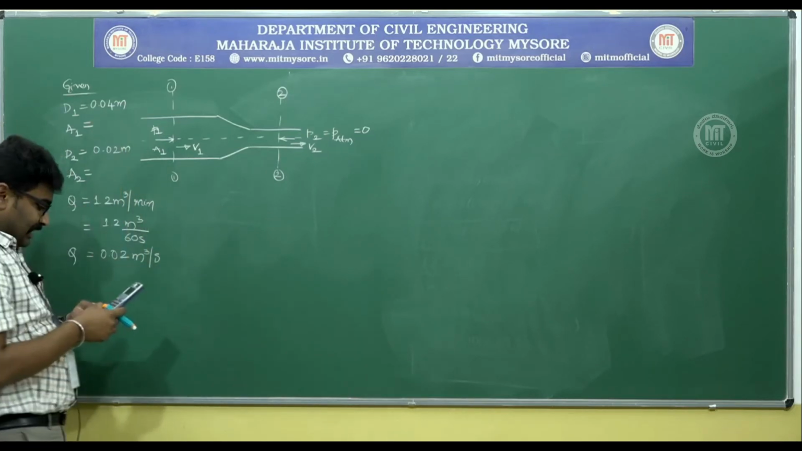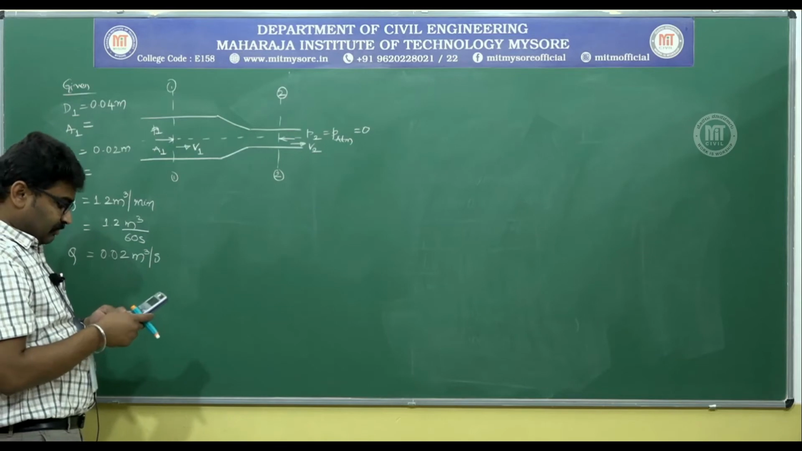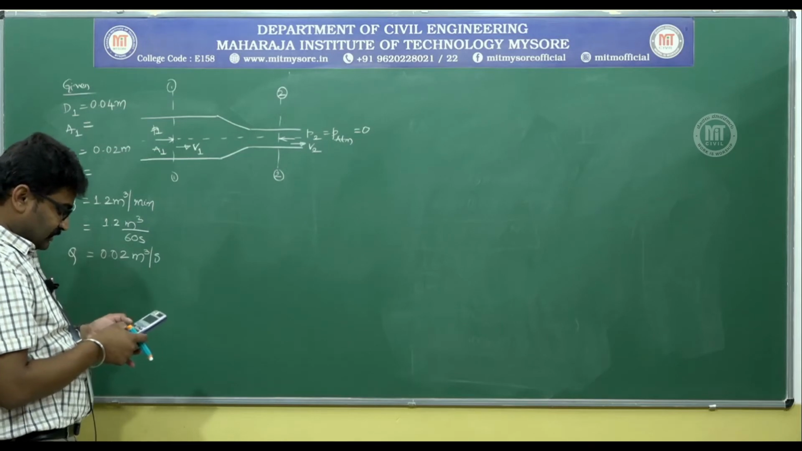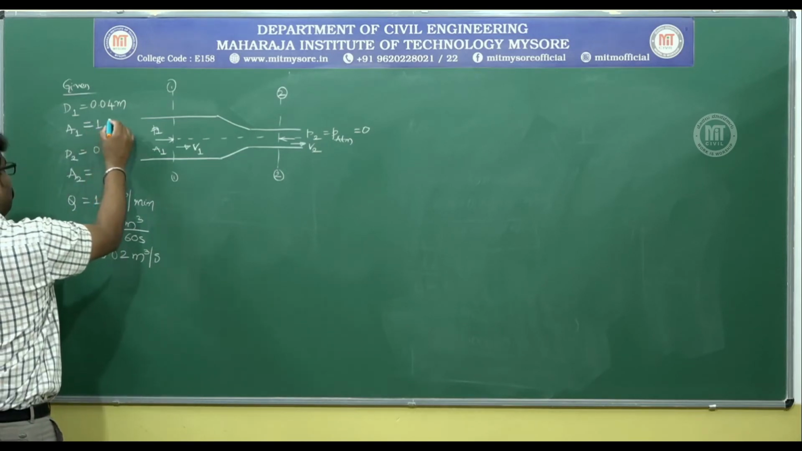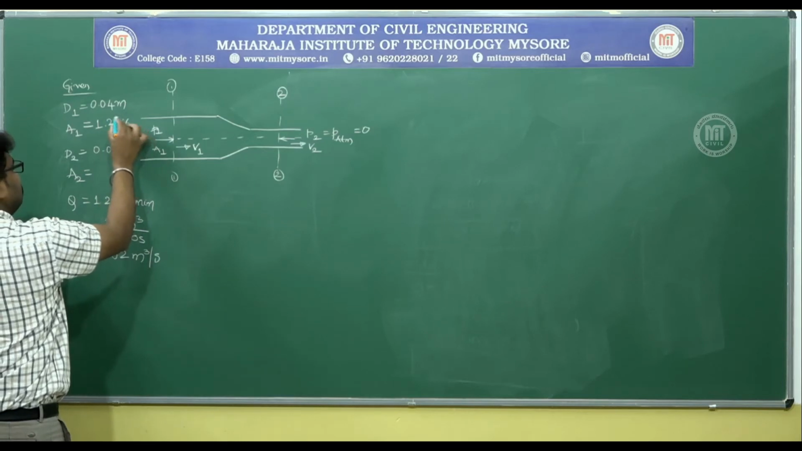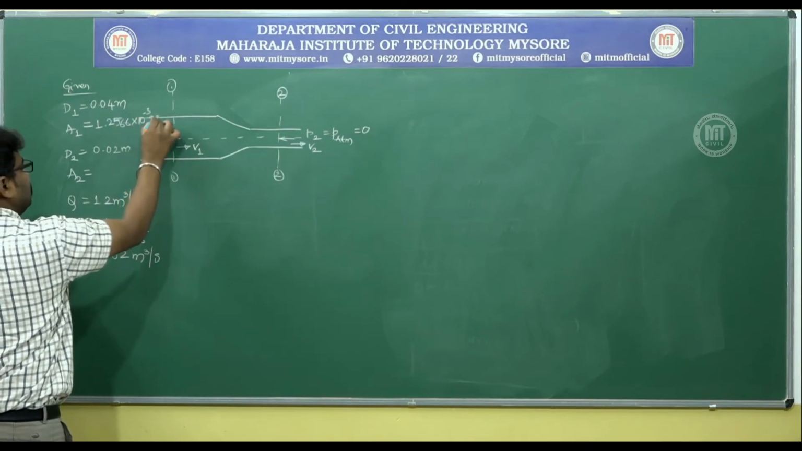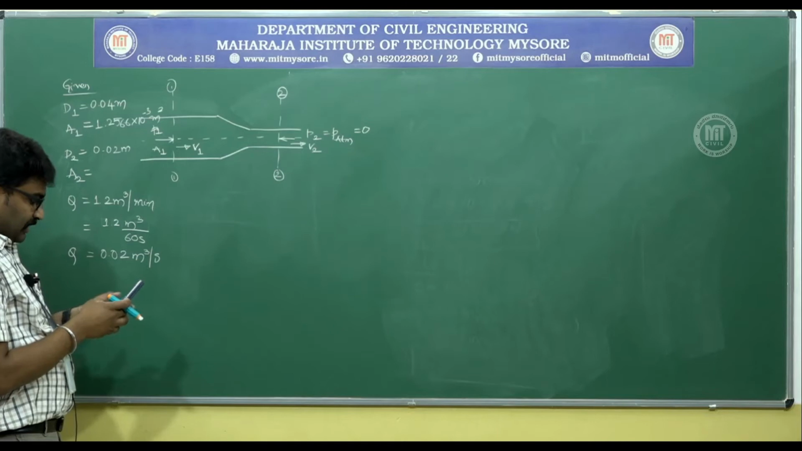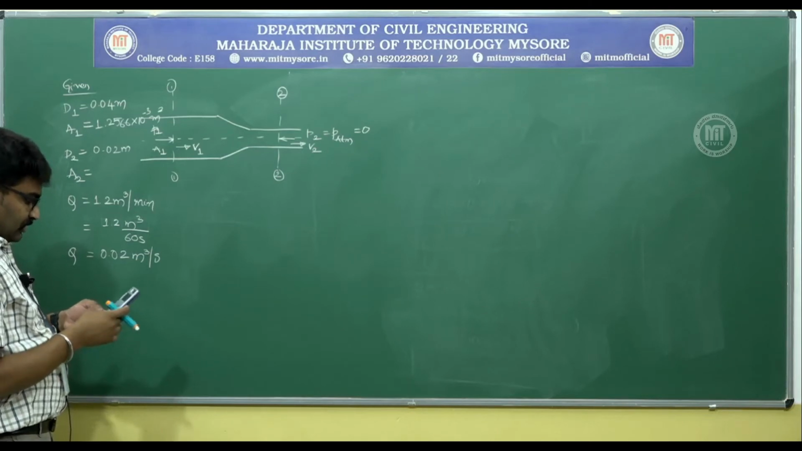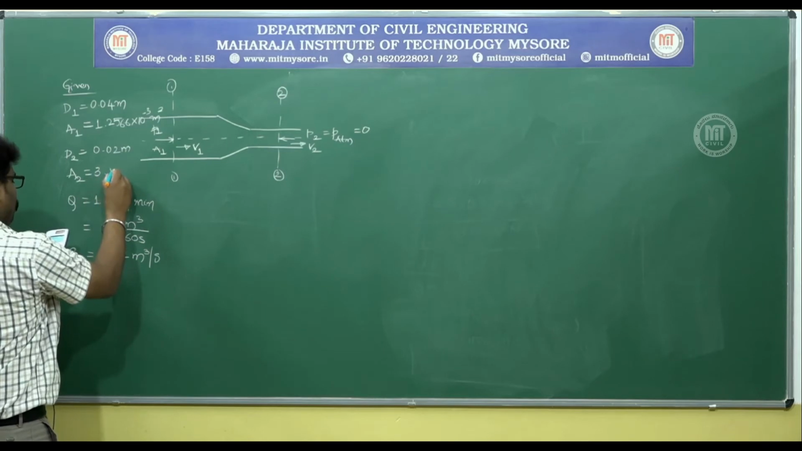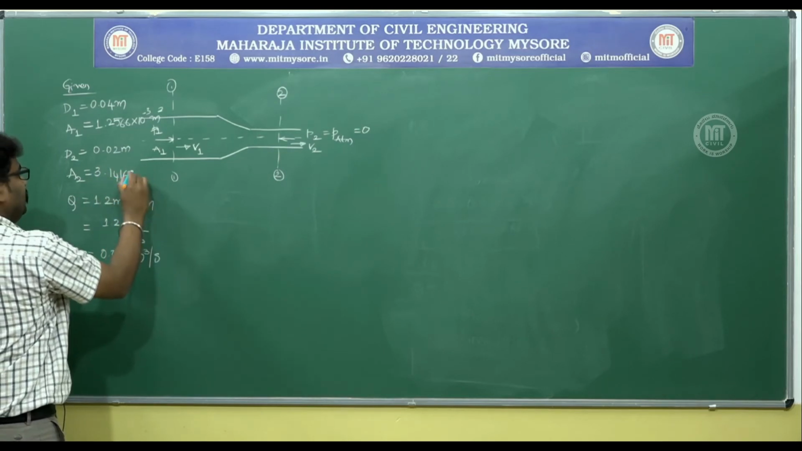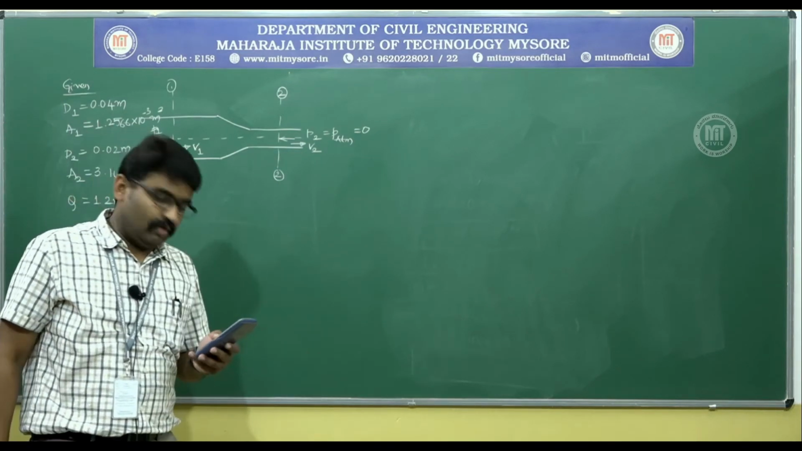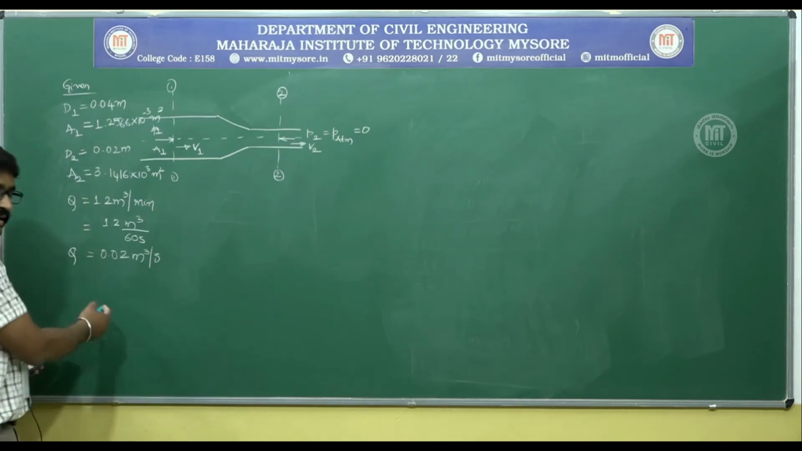Now I will have to calculate the area. A1 is 0.04 square multiplied by pi by 4. This fetches me an answer of 1.2566 into 10 power minus 3 meter square, and A2 is 0.02 square multiplied by pi by 4. This fetches me an answer of 3.1416 into 10 power minus 4 meter square. Why I found them here is, I need to know what is V1 and V2.